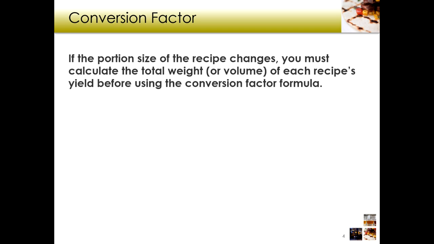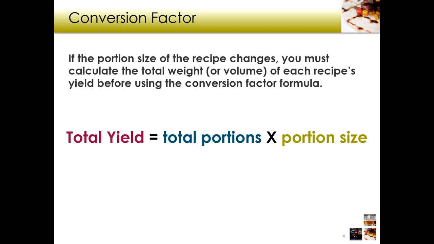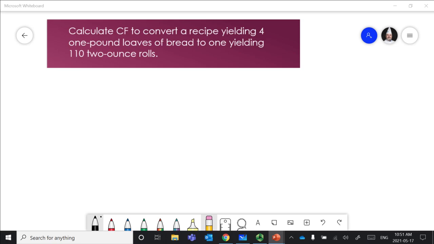We need to calculate the entire yield or total ounces. So we're going to take the total portions and multiply that by the portion size. And you'll see in the next example with bread, we're calculating the conversion factor for a recipe yielding 4 1-pound loaves of bread to one yielding 110 2-ounce rolls. So we need to figure out how many total ounces the original recipe made, and then how many ounces I need for the final yield.